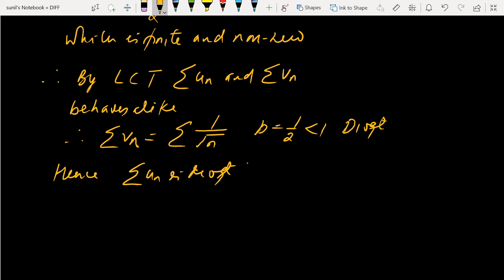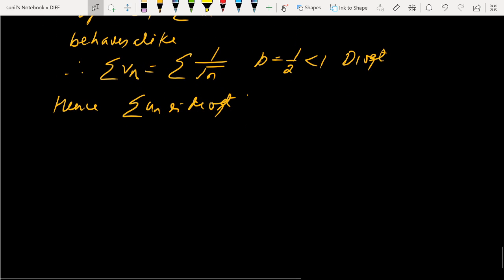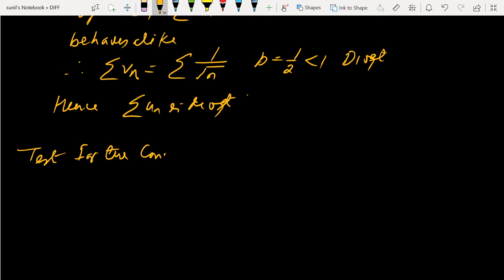Now I'm going to solve one more problem for you so that you can understand it more clearly, because we have several ways of dealing with these. You have to just practice it. Only practice makes you perfect. There is no other way that you can deal with it. Now suppose the question is, test for the convergence of summation sine 1 by n.